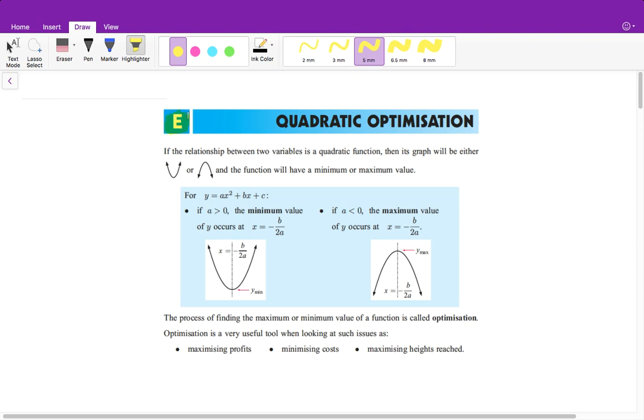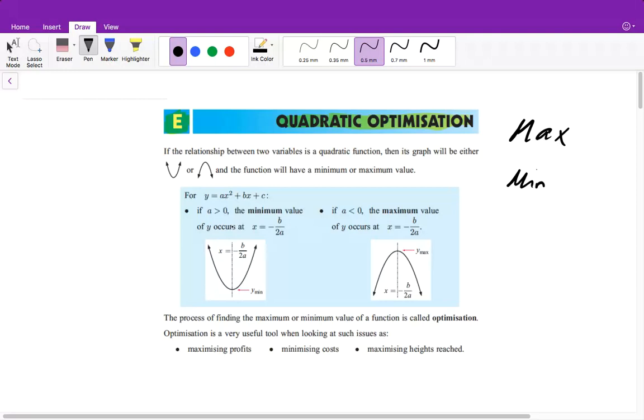Now we're moving on to the last section in Chapter 17, Section 8, and it's going to be quadratic optimization. What we're going to focus on here is our maximum value or our minimum value. So now we're going to be solving real-world examples. We're only doing one question for this video.